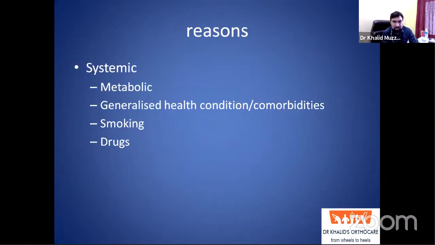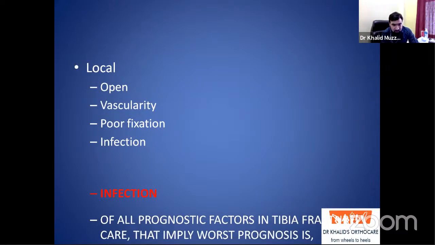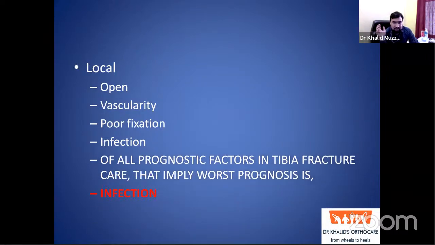There can be metabolic reasons, the general health condition of the patient, or comorbidities, smoking, other drug intakes like non-steroidal anti-inflammatory drugs. Local factors: it can be an open injury, there can be a vascularity compromise, or there can be poor or loose fixation and infection. Of all prognostic factors in tibia fracture care, the one that implies the worst prognosis is infection. So how does infection cause non-union?